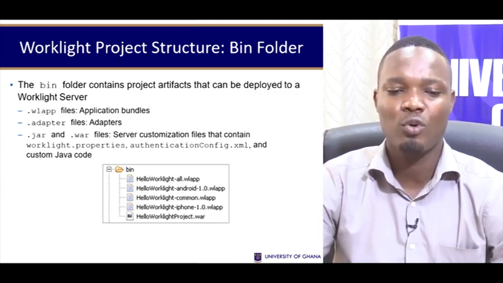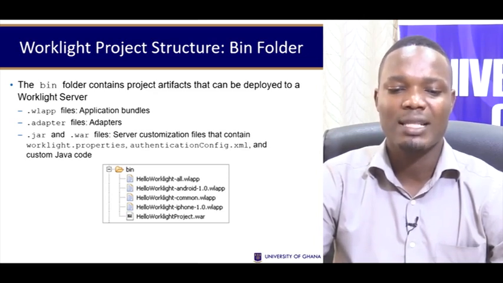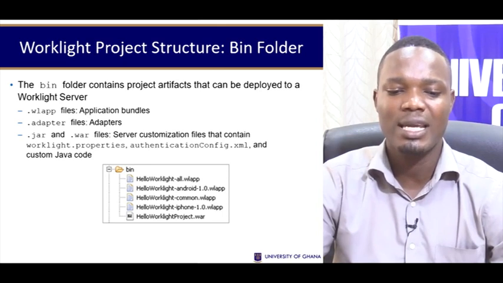Finally, we have the bin folder. The bin folder contains project artifacts that can be deployed to a Worklight server. We have the WLAPP files, which are the application bundles. We have the .adapter files, which are the adapter files. And then we have the .jar and .war files, which are server customization files that contain the Worklight properties, authentication.xml, authentication-config.xml, and the custom Java code.